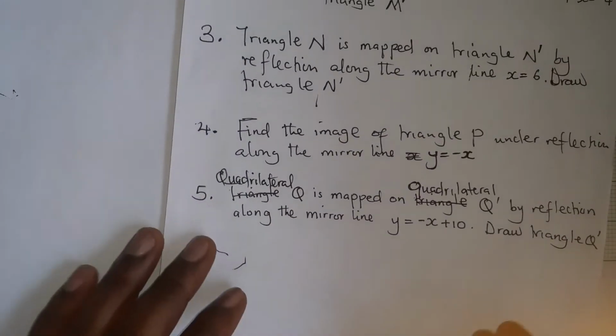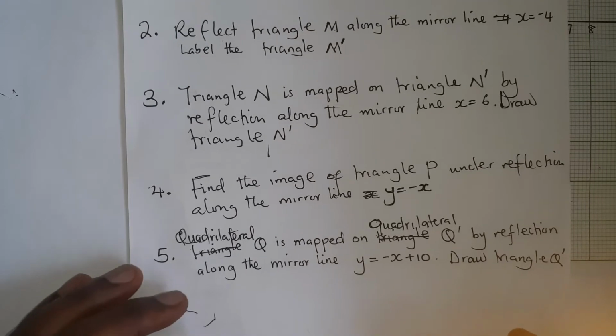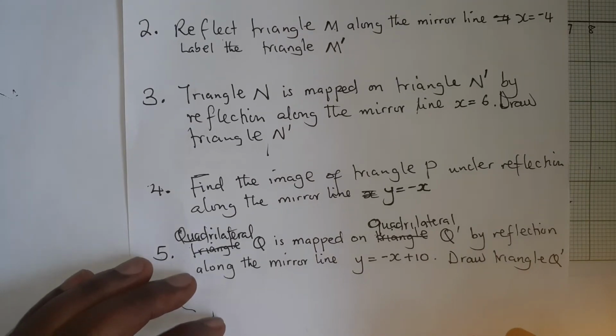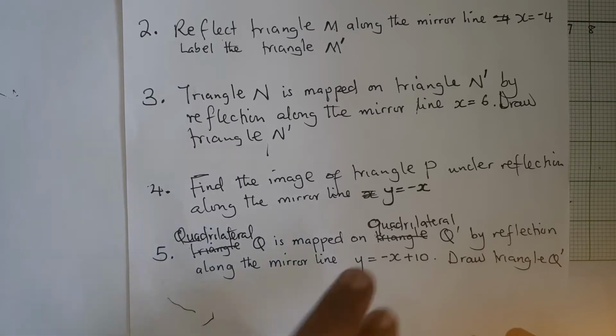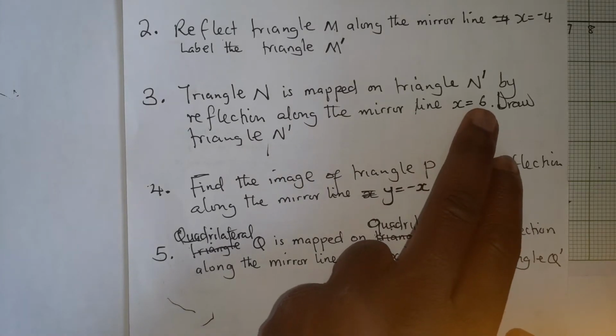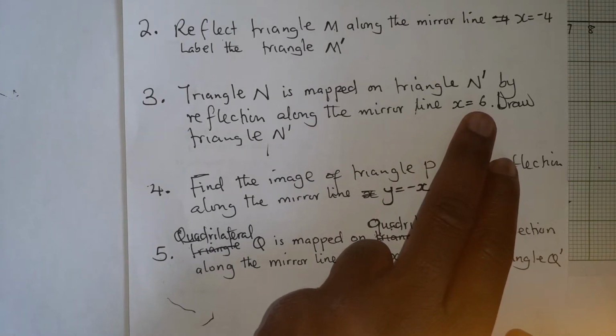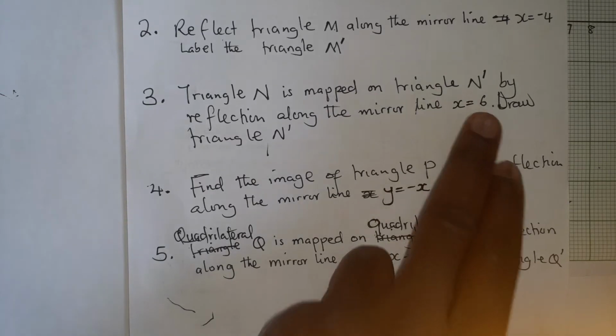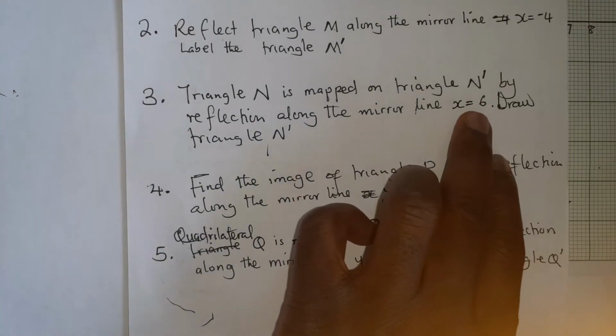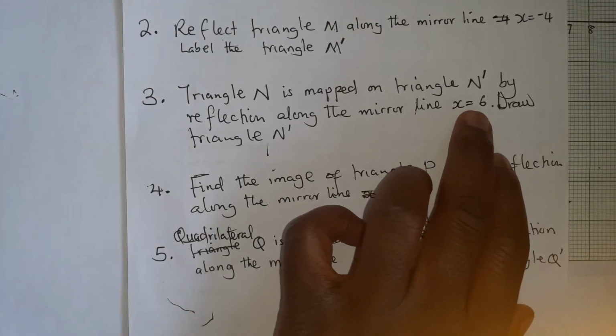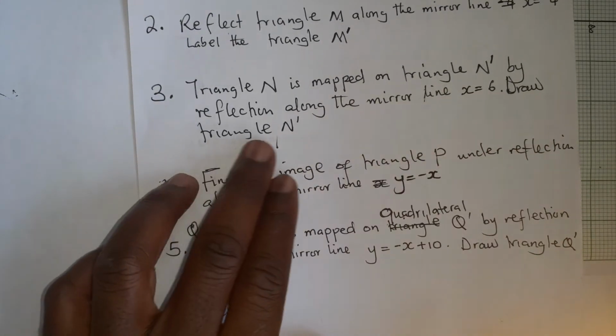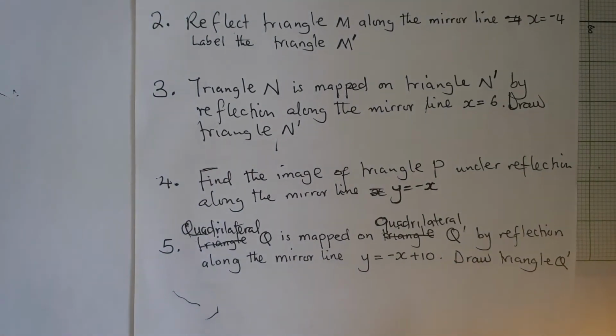The third question says M is mapped onto N prime by a reflection along the mirror line. X is equals to what? X is equals to 6. Okay? X is equals to 6. Draw triangle N prime. So that is what we are supposed to do.